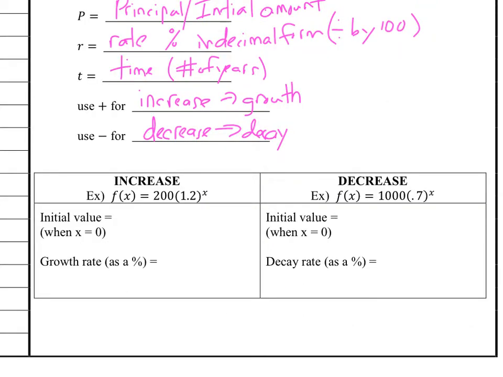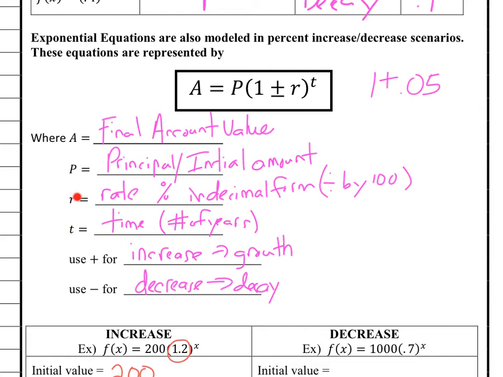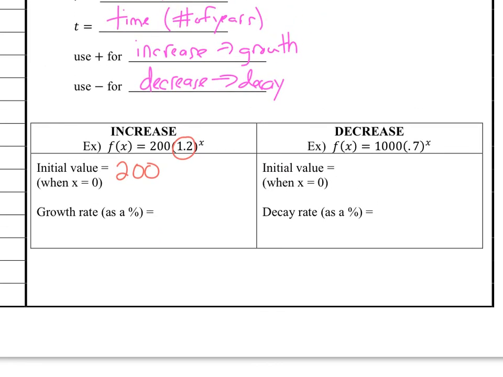So, take a look at these two problems that we have here. We have f of x equals 200 times 1.2 to the power x. The initial value is still the same. It's the number that's not being raised to the power. It's a number all by itself there in front. That would be 200. But the growth rate, okay, and it says growth rate, so it kind of gives it away, but it is a growth rate, all right, is going to be how far above 1. So if you look at the equation that we have up above, the rate, R, is what's above or below 1. So the percent increase in this question is actually 0.2, which is a 20% increase.